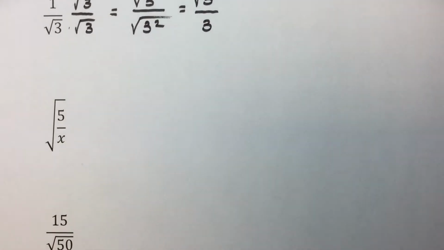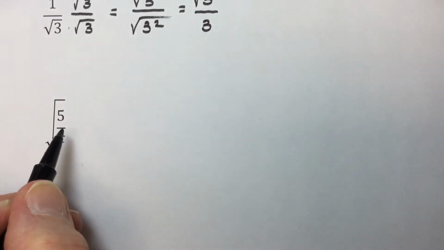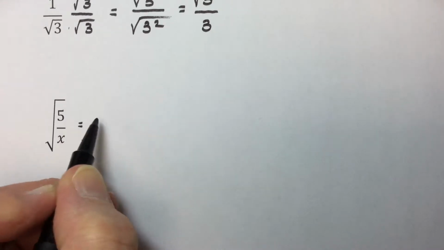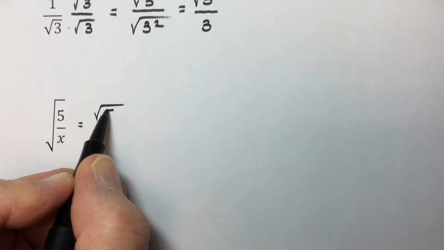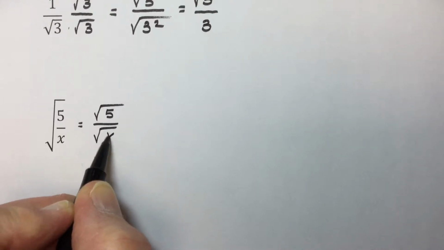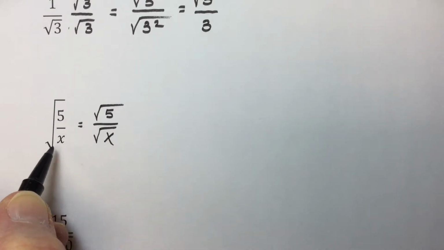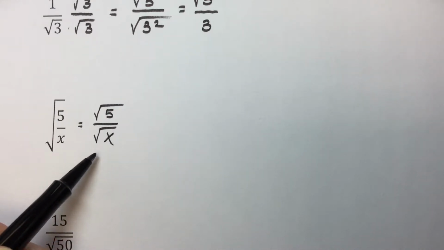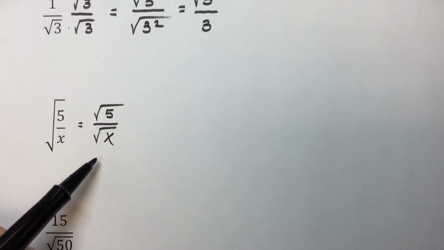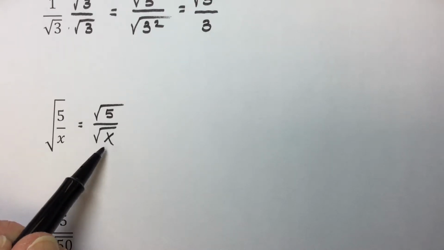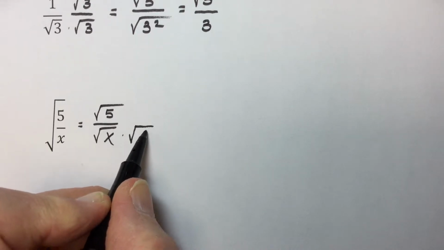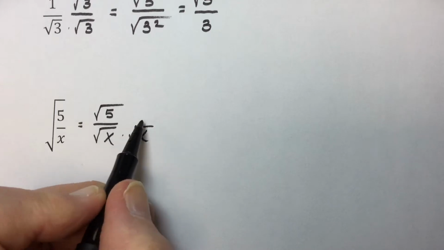In this next example, to rationalize the denominator here, let's use the quotient rule for square roots and break the square root of this rational number into the square root of 5 over the square root of x, since we can't simplify it as is. This results in an irrational number in the denominator. Square root of x cannot be simplified further, but to rationalize the denominator and eliminate the radical, we would need another x underneath the radical. So I'm going to multiply the denominator by square root of x.